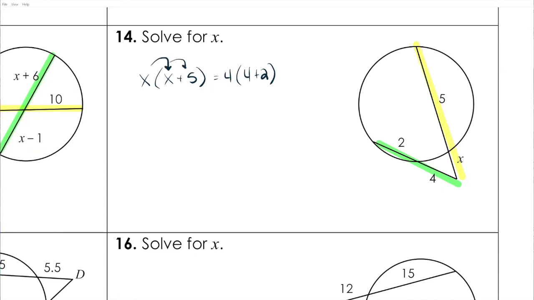Distribute our x. X squared plus 10x is 24. Is that what y'all got? 4 plus 2 is 6. 6 times 4 is 24. We've got a quadratic, which means it's got to be equal to what? 0. So we're going to subtract 24.